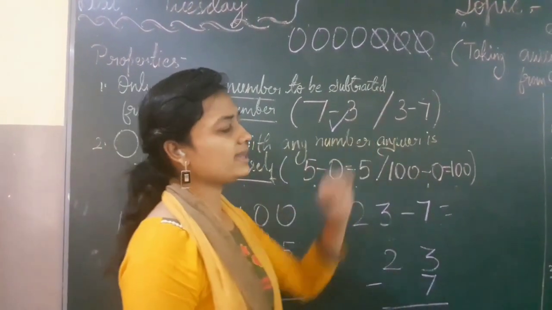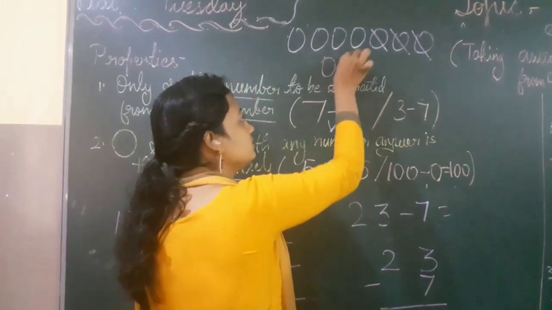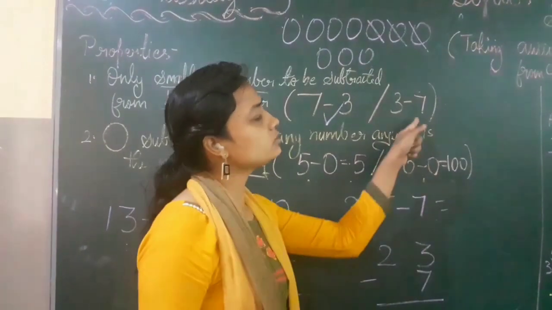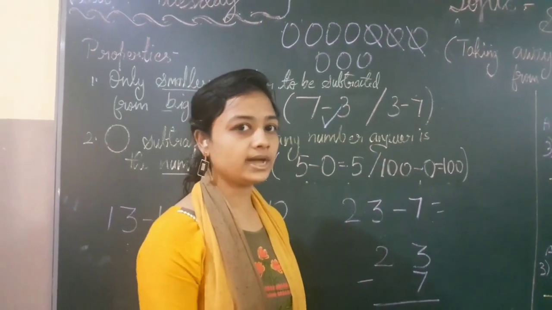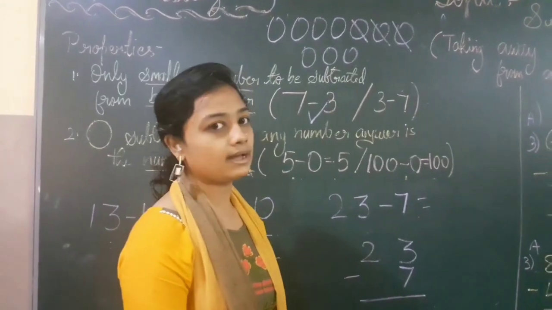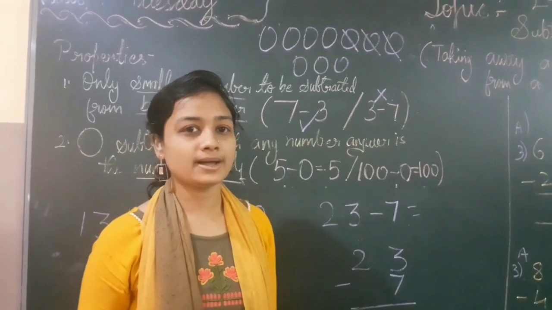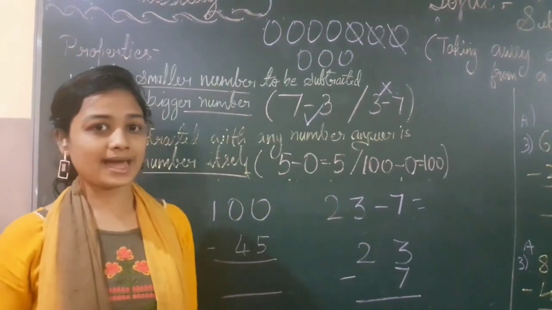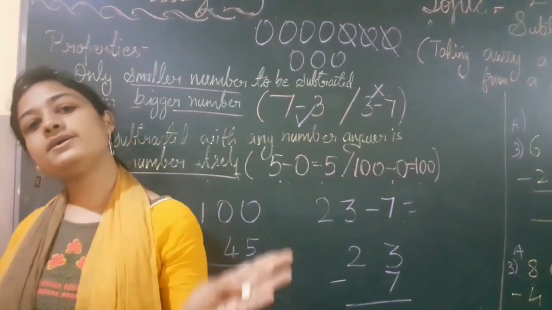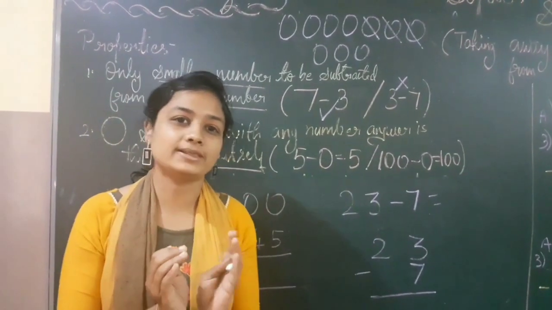What happens when I have only 3x here? 1, 2, 3. And I want to take away 7. Can I take away 7x from 3x? No, I can't take away. So this is the important point. Keep it in mind, you can only subtract a smaller number from a bigger number. You cannot subtract a bigger number from a smaller number.